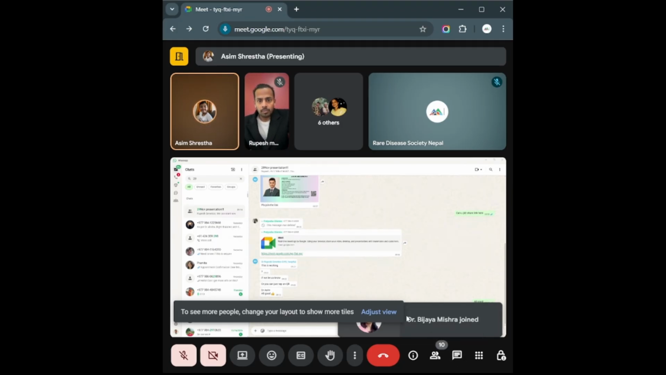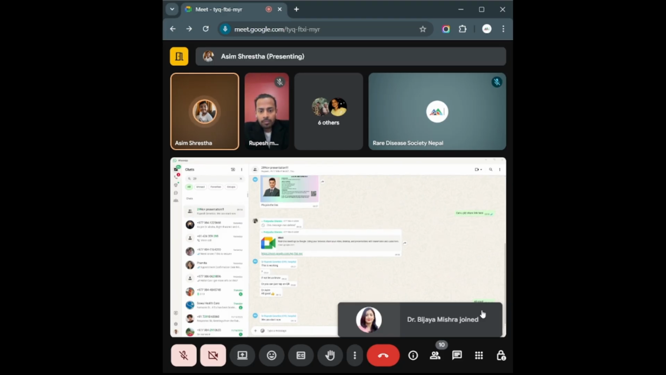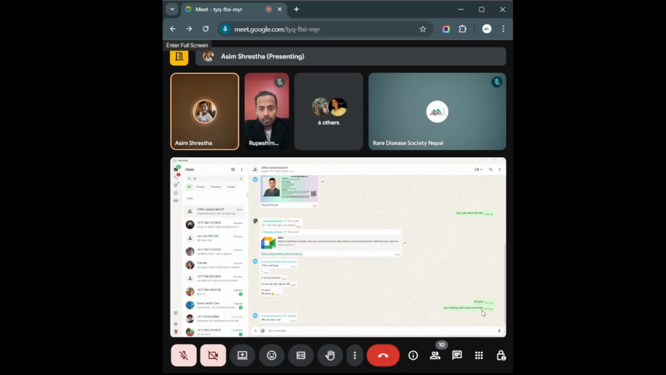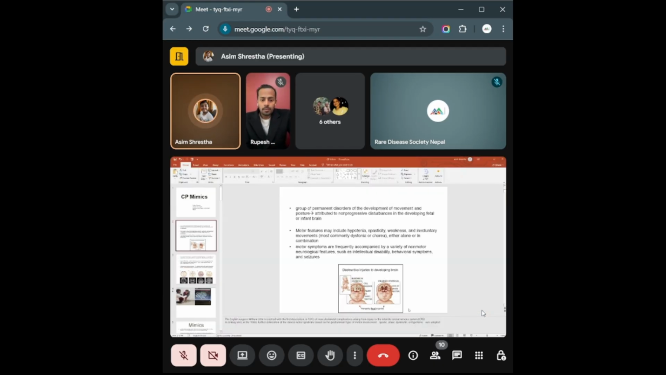Cerebral palsy is a group of permanent disorders of the development of movement and posture that is attributed to a non-progressive insult that has happened in a developing brain, usually during the perinatal period. So again, I'd like to highlight that this is a non-progressive insult that has occurred in a developing brain. The symptoms usually are non-progressive. However, the symptoms may evolve over a period of time.